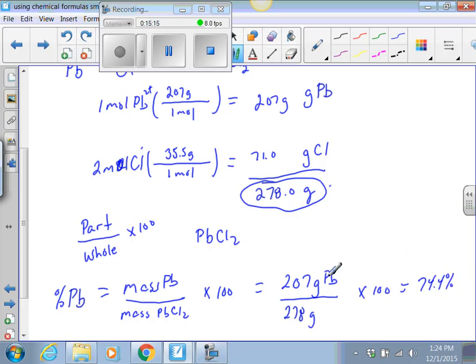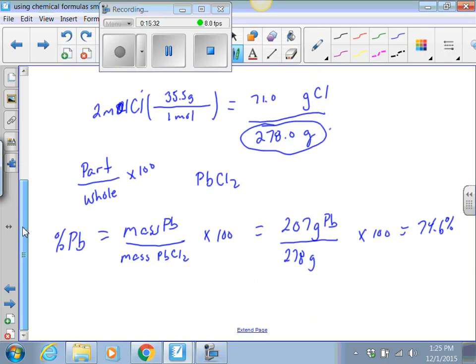Can we round it? It should be 0.5. Yeah, there's a 6 following that 4. Okay, so that takes care of the lead.